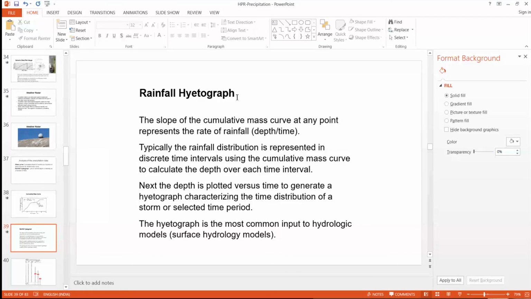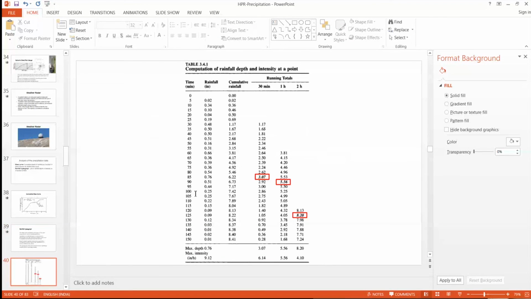This hyetograph looks like a histogram. The rainfall distribution is represented in discrete time intervals. So we will plot one mass curve as well as a hyetograph from this example.